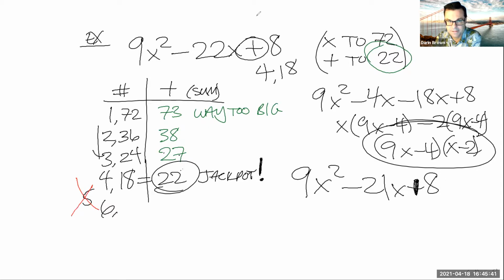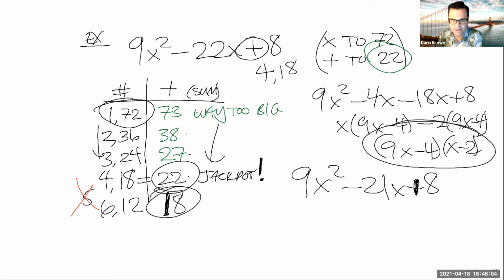And I go straight to 6. And I get 6 times 12. That gives me a sum of 18. Now, notice what happened. Notice in this pattern, these are always in order: 73, 38, 27, 22. So they're decreasing. If you start on the outside, the most extreme factors, and work your way in, it's always going to be decreasing. So as soon as I get to 18 here, actually, I can conclude that it's prime.